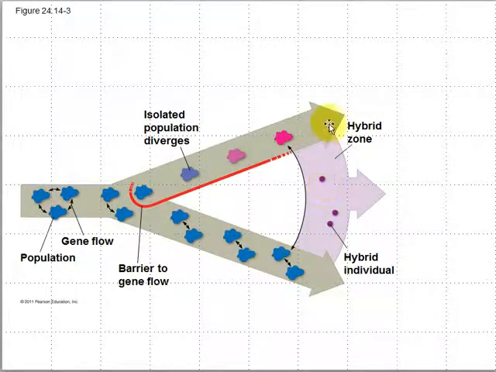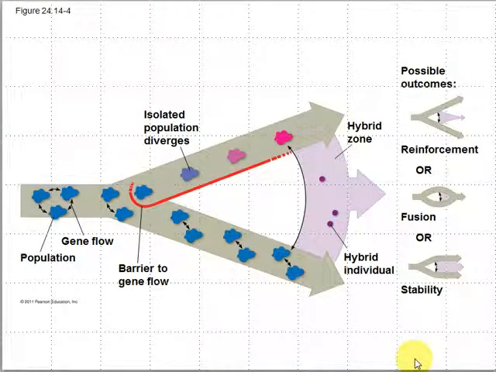Now, there will be an area where perhaps they overlap, and you will have what's called a hybrid zone. And so sometimes one of the blue population breeds with the pink population, and you get a little purple offspring, a hybrid individual within this hybrid zone. There are three possible outcomes here.